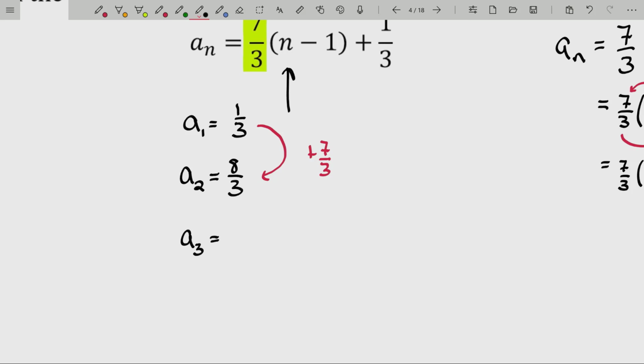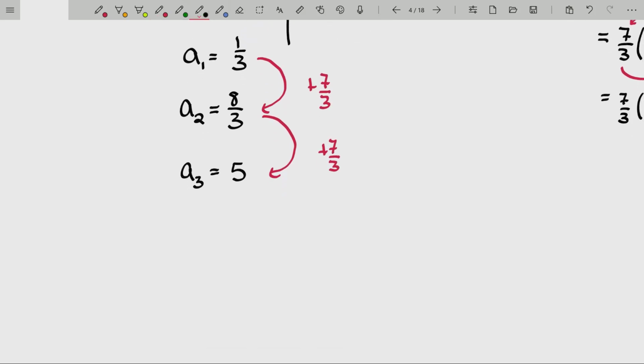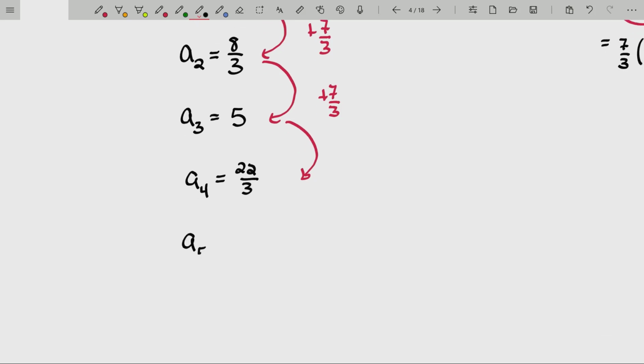Let me add 7/3 to 8/3, and I will get 15/3, which is 5. And so that was just gotten from adding 7/3 to the previous 8/3. And then to go to a sub 4, I'll just add another 7/3 here. Well, that is 15/3 plus 7/3 is 22/3. So let me write that down, 22/3. And then finally, a sub 5, add yet another 7/3, that'll be 29/3. And that again is just because we're adding yet another 7/3.